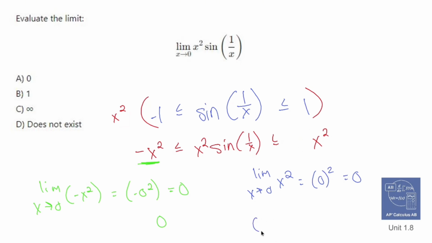So right here is 0. And so, 0 is less than or equal to the limit as x approaches 0 of x squared sine of 1 over x, which is also less than or equal to 0. Since I took the limit of both outer functions and got 0, that means the limit of the middle is going to give me a big fat 0. So the answer to this guy is 0 by using the squeeze theorem. Kind of tricky, but lots of fun.